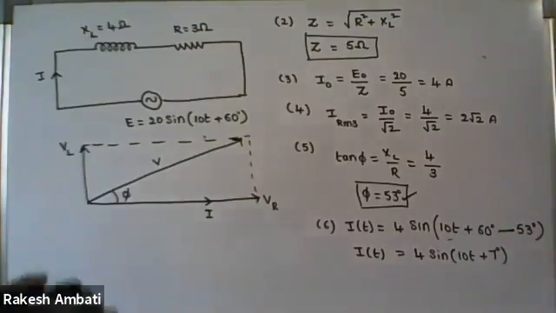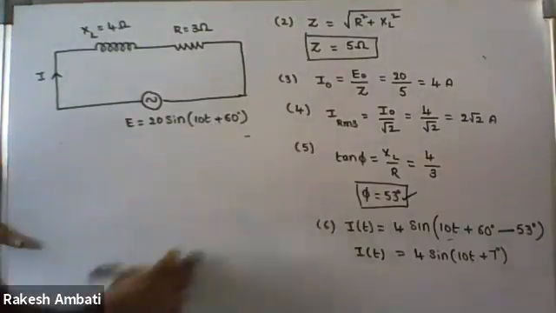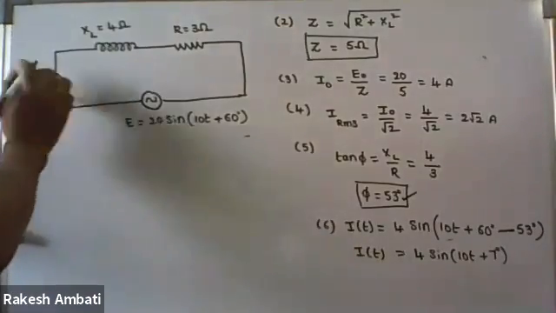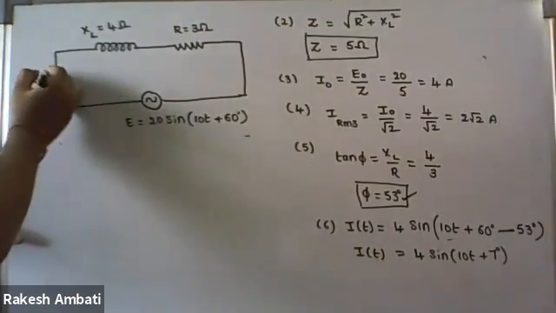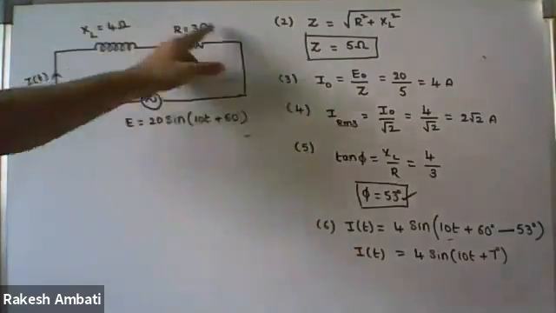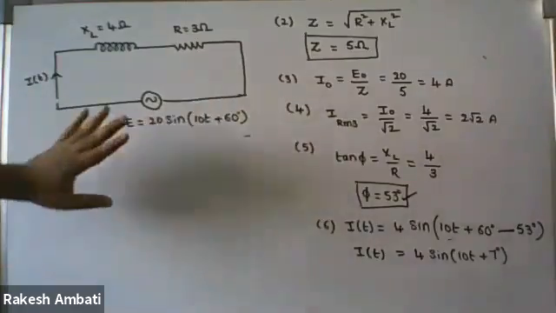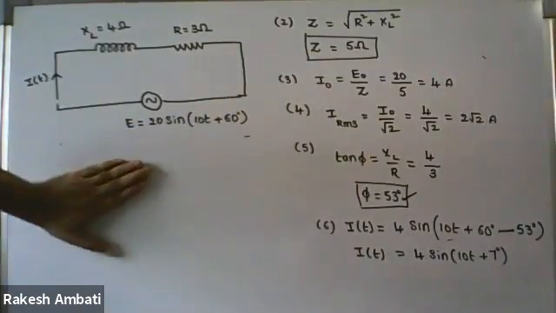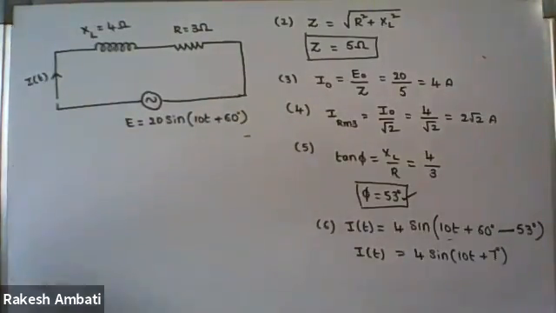Yes, sir. So here it is current as a function of time. This type of alternating current is passing through LR circuits. Is it clear up to now? Yes, sir. Now the seventh question.